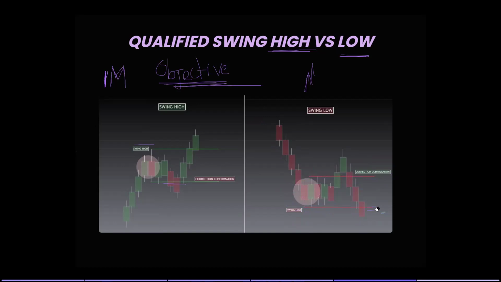So what you're looking for, either the qualified swing high or qualified swing low, is a correction confirmation after we have a rejection, right? Once you have the rejection, you look for that correction, right? Boom, and then boom. Right here, boom, and then boom.